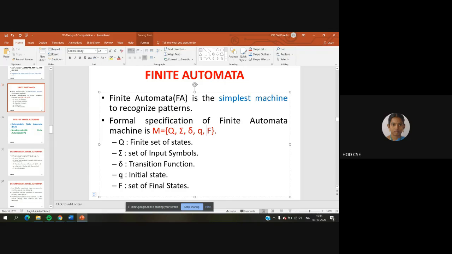Why is the initial state denoted by the small q? Because it is a single state. Capital Q is a set of states. A set is normally denoted by an uppercase letter, and a member of the set is denoted by a lowercase letter. And F is called the set of final states, because every finite automata may have more than one final state. So these are all the 5 components of the machine. Even though it is not explicitly given, you have to understand these: Q, sigma, del, small q, F, where Q is the set of states, sigma is the input alphabet, del is the transition function, small q is the initial state, and F is the set of final states.